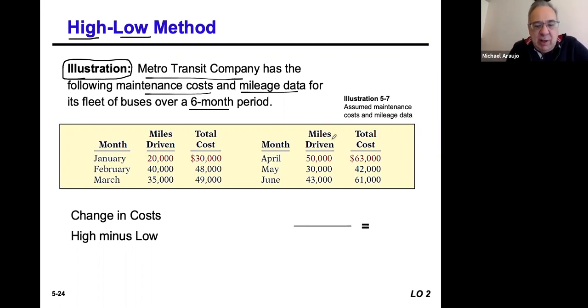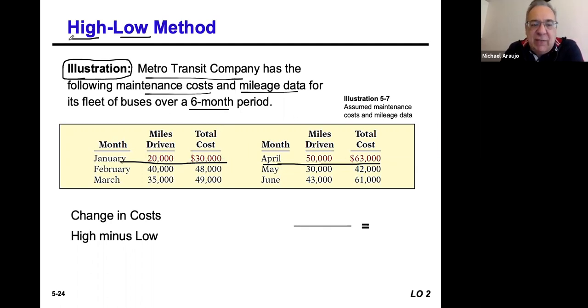So if you look here for April, they had the highest number of miles, 50,000 miles is the biggest number here, and the highest cost, $63,000, is the highest cost of all the numbers listed here. So April is the high. January is the low. Why is it low? Because it has the least amount of miles driven in all the 6 months, 20,000. And then the total cost is also the lowest, 30,000.